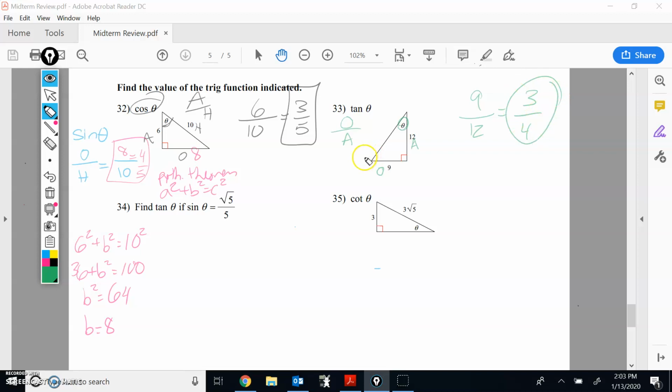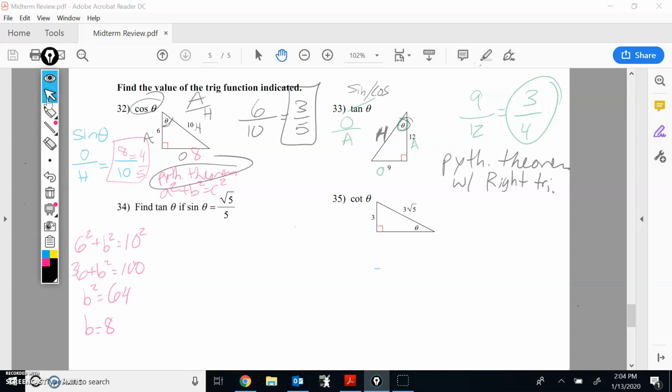If, in fact, I did ask you to find not tangent, but let's say I asked you to find a sine or a cosine of this theta, you would need the hypotenuse involved, this h. To get that hypotenuse, you would do the Pythagorean theorem again. You can only do the Pythagorean theorem with right triangles. Okay? And you can only do sine, cosine, and tangent with right triangles. If you see something with a right triangle, you can only do it with that. Let's go on to another one.